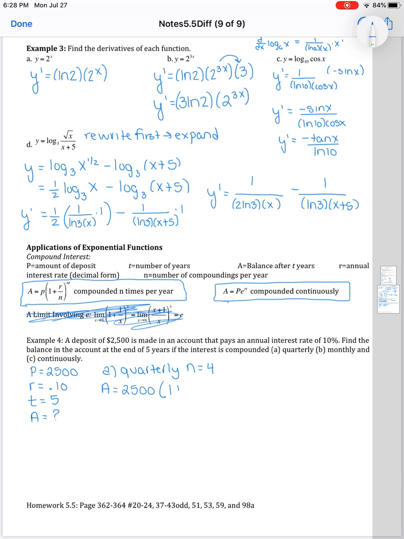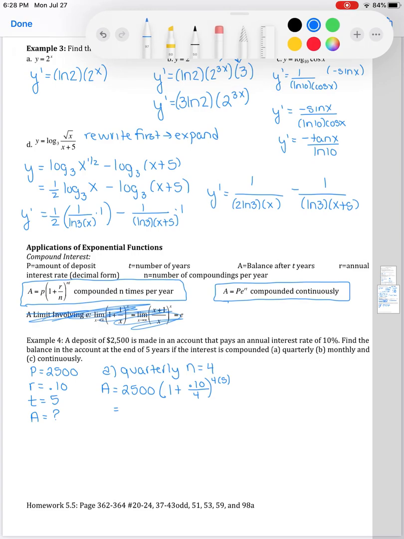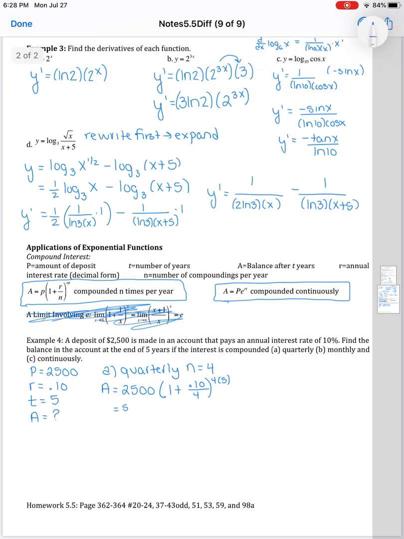All right, so one example here, but it has 3 parts. A deposit of $2,500, so that's our P, is made into an account that pays an annual interest rate of 10%. Well, R would then be 0.10. Find the balance in the account at the end of 5 years. So T is 5, and we are looking for A. So if we're going quarterly, that means that our N value is 4 times a year. So A is equal to 2,500 times (1 plus 0.10 over 4), raised to the 4 times 5 power.